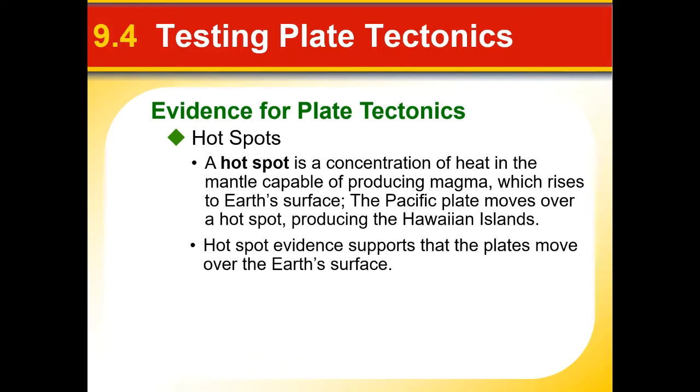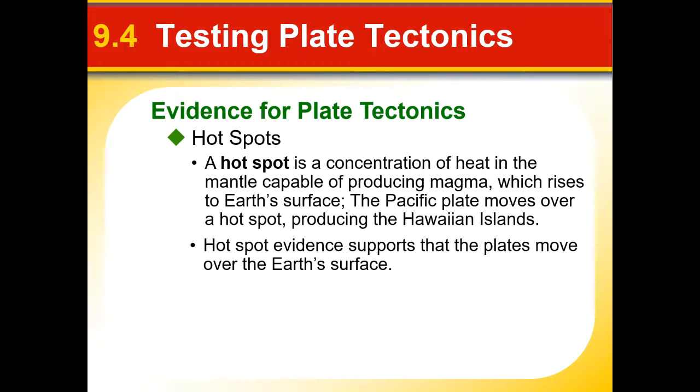And also, we have hotspots. A hotspot is basically a mantle plume, or the hot part of the mantle which rises towards the crust and eventually creates a smooth flowing volcano, wherein the concentration of heat in the mantle is capable of producing magma which rises towards the Earth's surface. For example, the Pacific plate moves over the hotspot. The hotspot is actually stationary, while the overriding plate is moving.